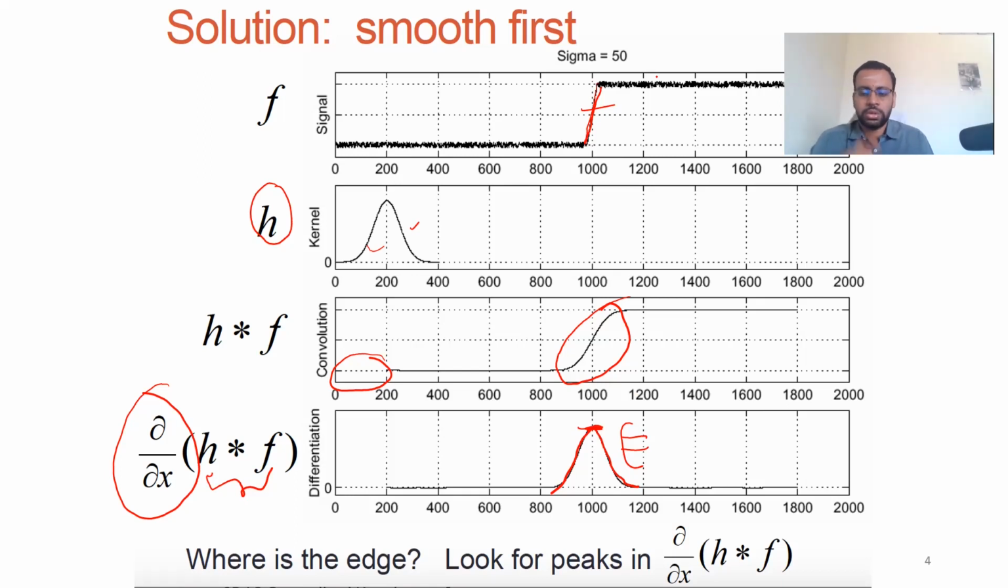So the message here is that the derivative operation, or I could say a gradient operation, because after all that's a vector containing the derivatives in both x and y, is very sensitive to noise. Hence, it is typically applied after convolving with a Gaussian. That's the important take-home message here.